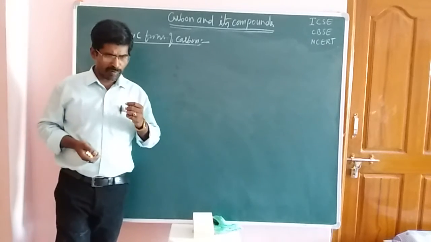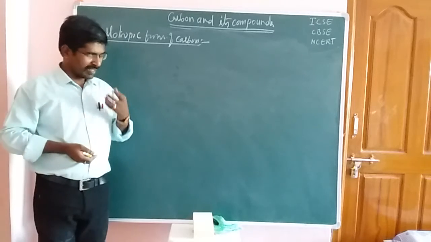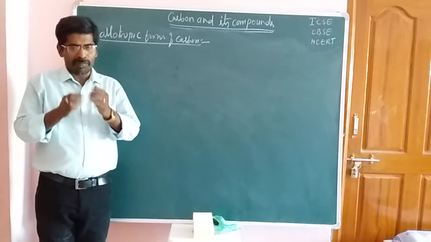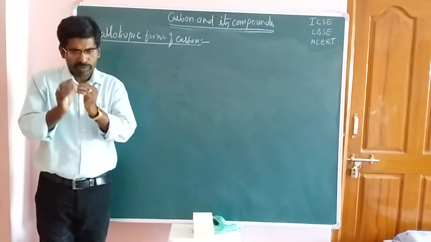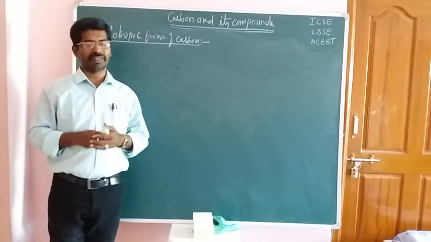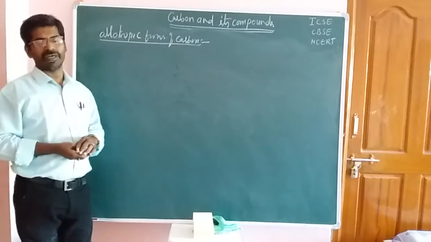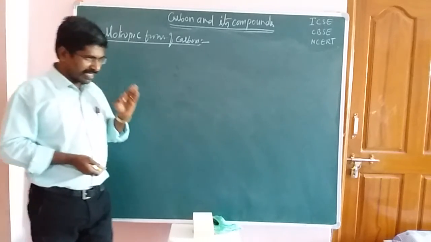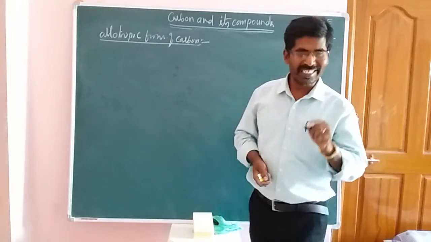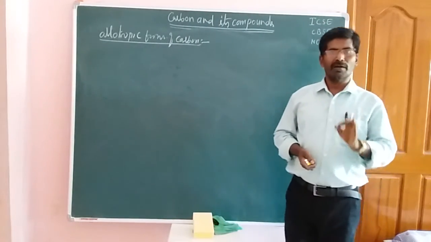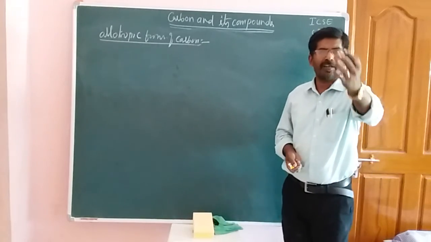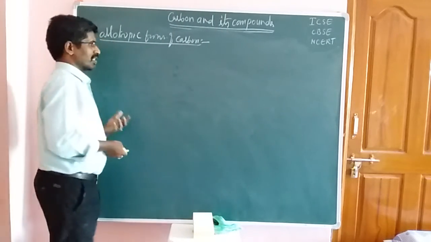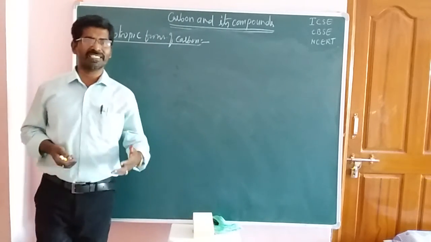Allotropy is defined as the existence of an element in different physical forms, but it shows similar chemical properties. That phenomenon is called allotropy. Okay, students. Once again, the existence of an element in different physical states, but showing similar chemical properties, is called allotropy. These allotropes are also known as allotropic modifications.